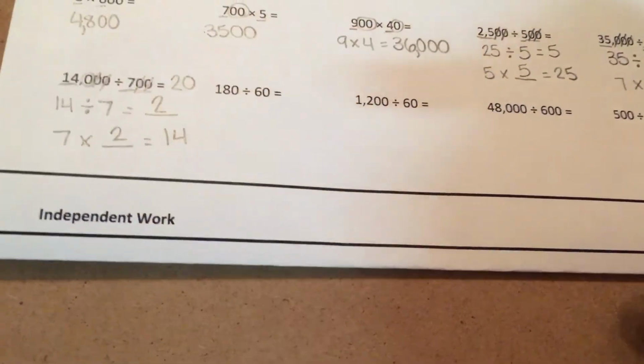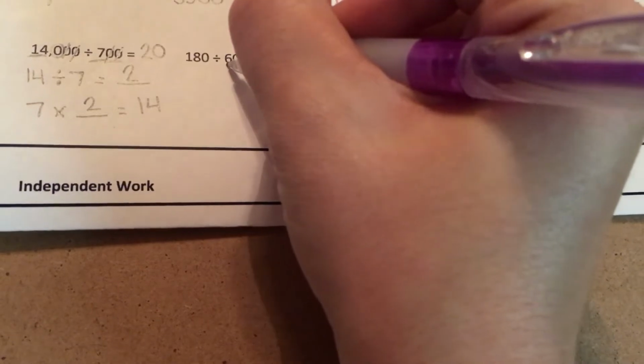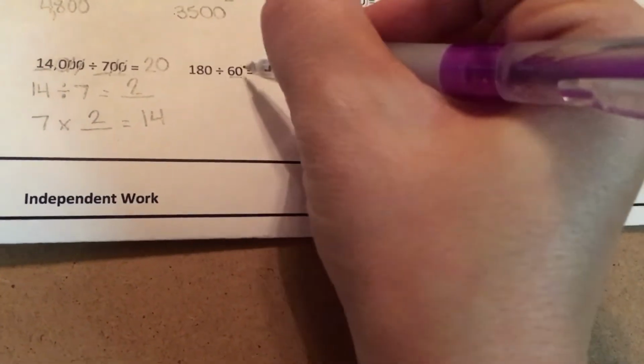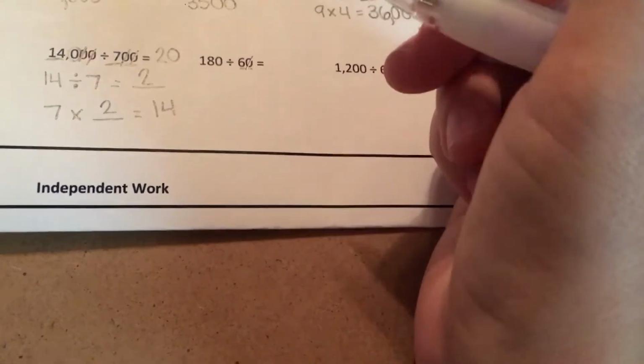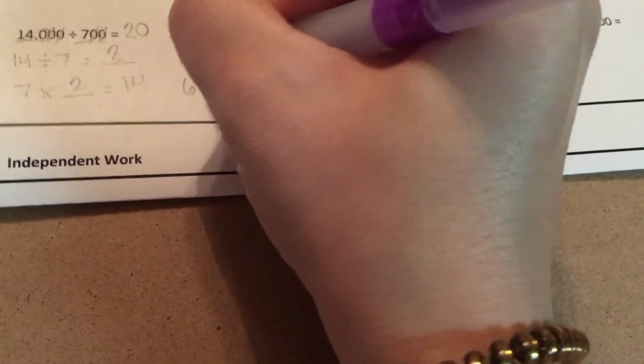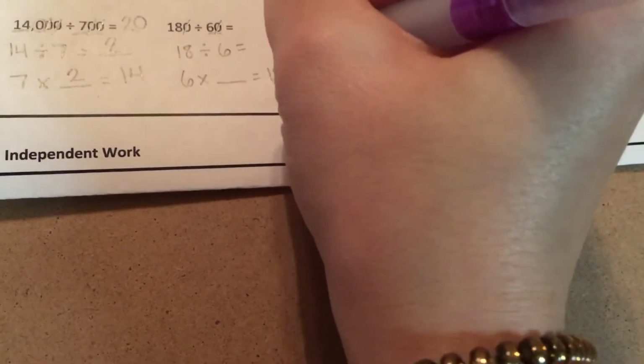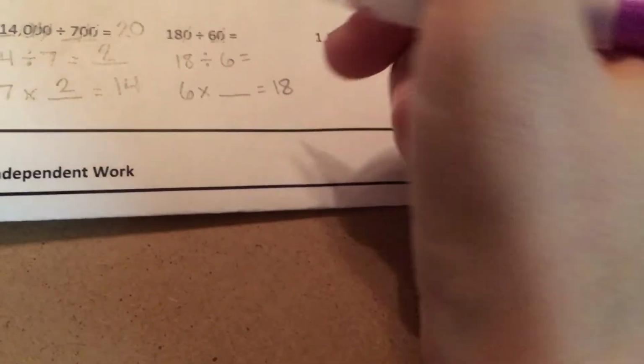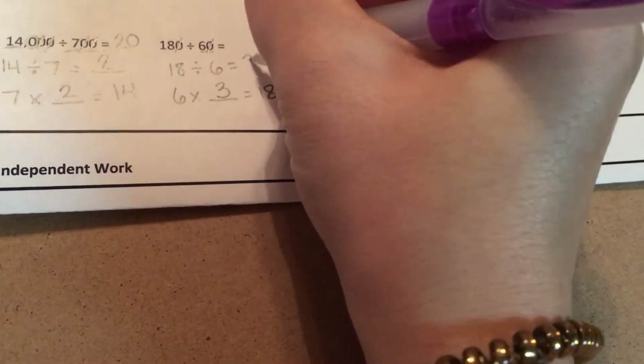Alright, I want you to do this problem. You should have realized that in the number you're dividing, you have 1 zero that you can take away or take off. So that means you can take off the 0 over here. So now you have 18 divided by 6 equals, or 6 times what equals 18? Well, I know, and you should have known, that 6 times 3 equals 18. So 18 divided by 6 is equal to 3.